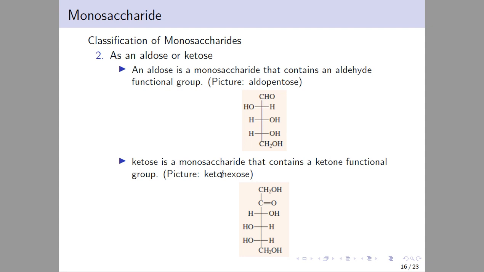Here we see that here C double bond. Okay, C double bond. Here C double bond with oxygen. So these are the ketose.